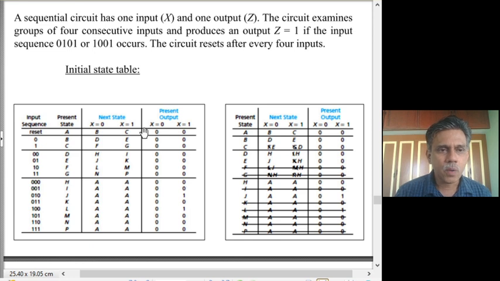Now, how do we reduce this state table? For that, you look for equivalent states. First, we will apply the simple principle that two states are said to be equivalent when they produce the same output for a given input. For example, if you look at B and C, they produce the same output 0 for a given input 0. Similarly, they produce the same output zeros for a given input 1. From the perspective of the output being produced, they have similar behavior.